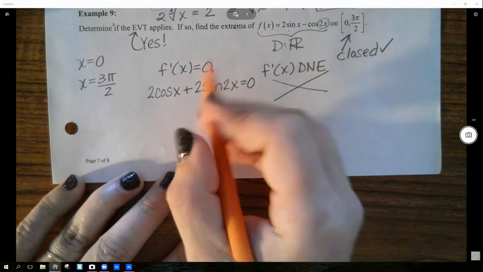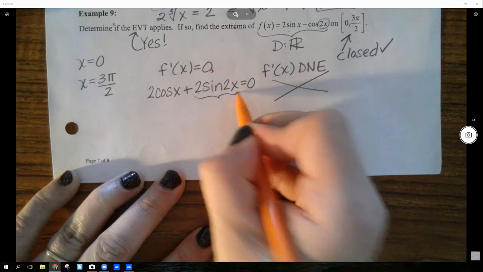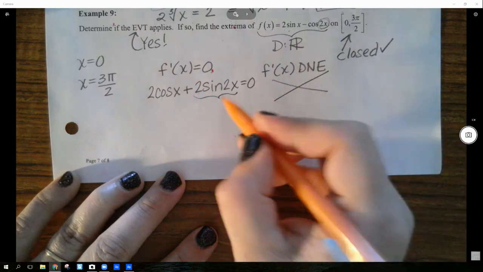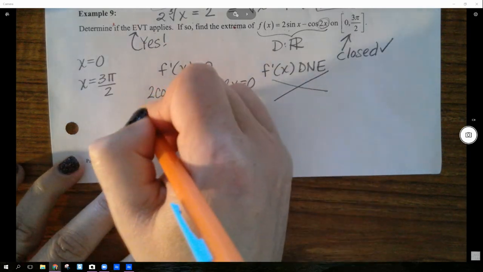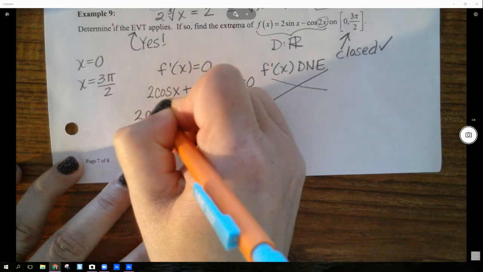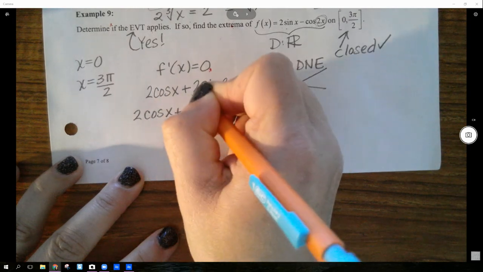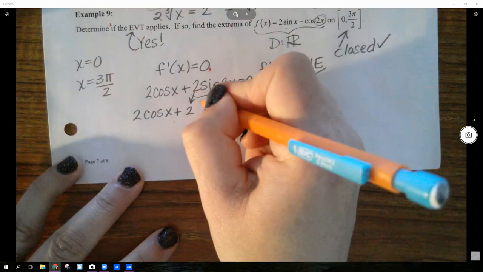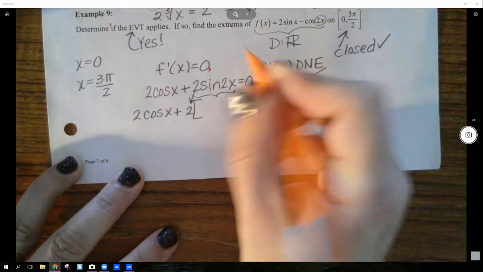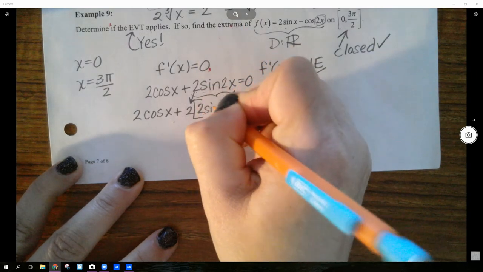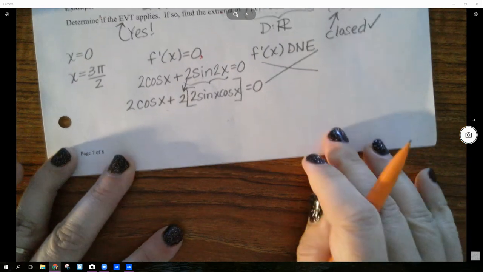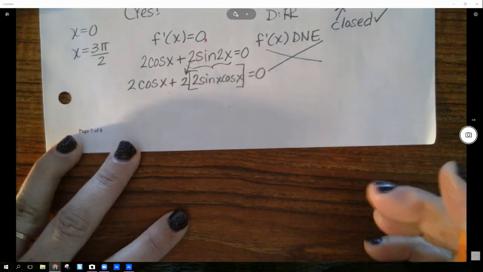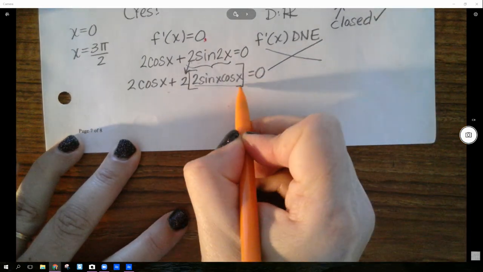Now I'm going to let you in on a little secret here. I'm going to use a trig identity for this. This is a double angle formula for sine. So I'm going to recopy 2 cosine x plus, bring that 2 down, and then the double angle formula for sine is 2 sine x cosine x, equals 0. That is a popular one to memorize, this one right here.